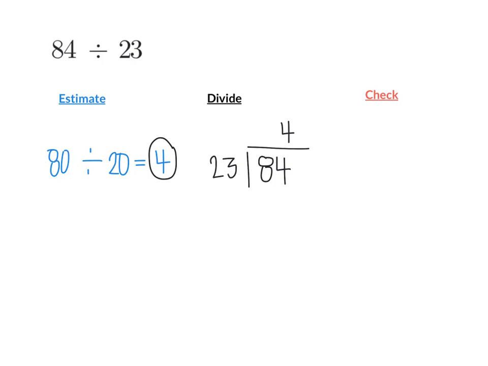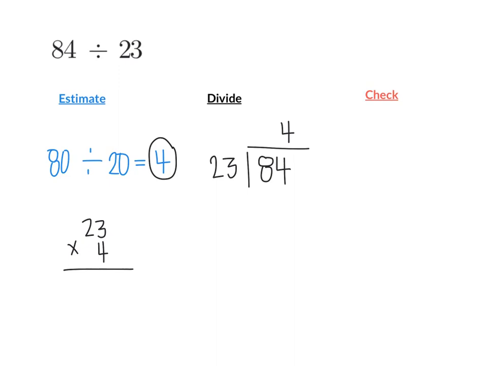Now Dad divided, right? That's how we got the 4. Mom's going to have to multiply. I'm going to check my multiplication over here. Do not be afraid to write out the standard algorithm for multiplication. This is one way to avoid making silly mistakes.